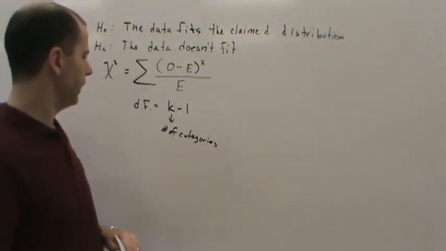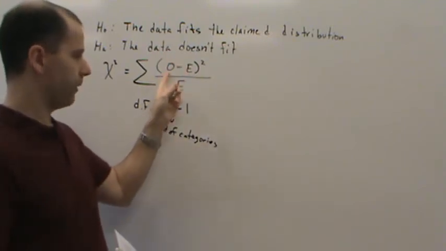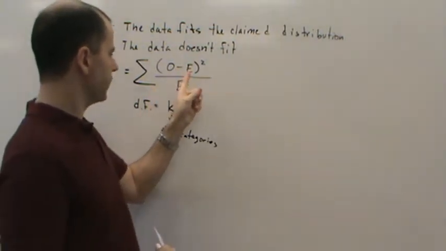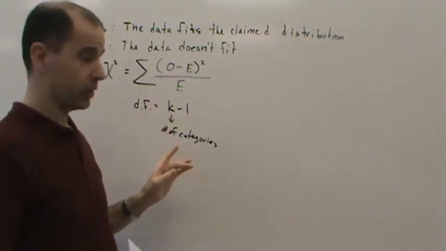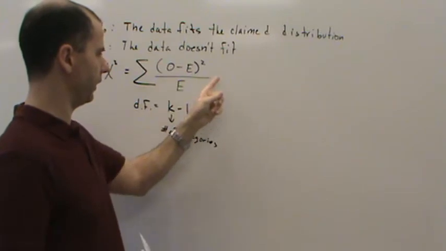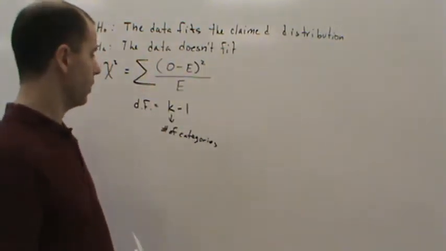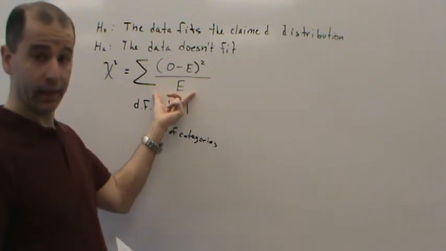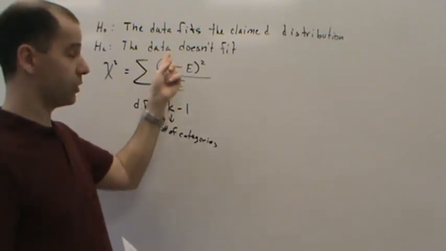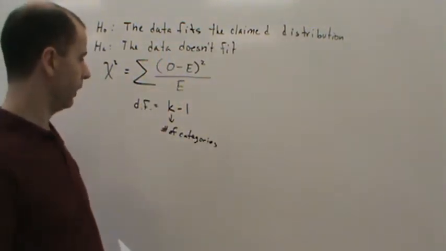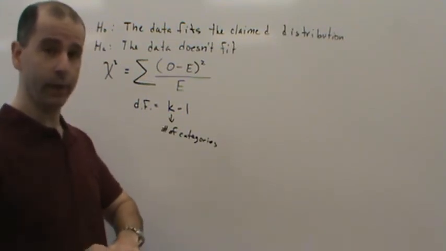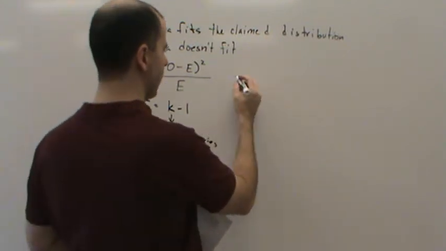On the other hand, if our data doesn't fit the distribution, then the expected values shouldn't be close to the observed values, so these differences should be large, and of course this whole thing should be large. In other words, if this thing is too big, that's going to be evidence against the null and support the alternative. So that's why it's a right-tailed test. We're going to reject the null if our test statistic is too big. So this is a right-tailed test.